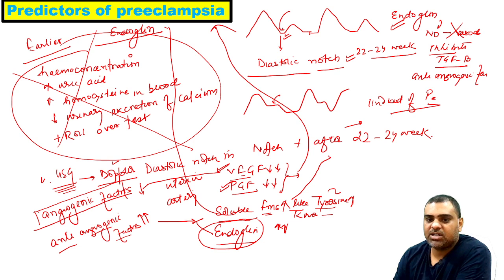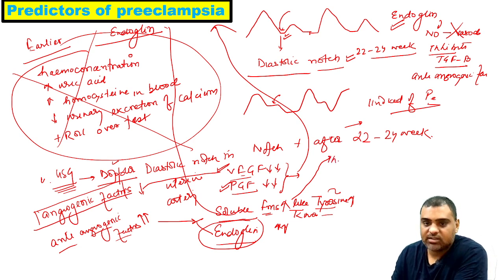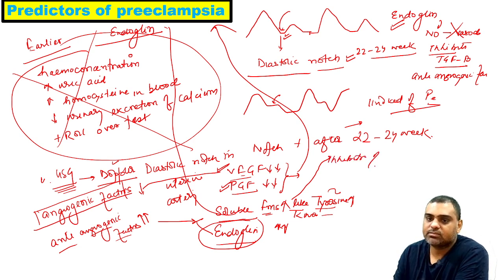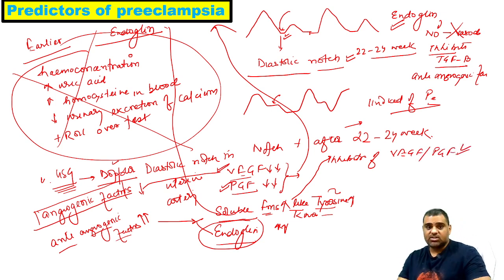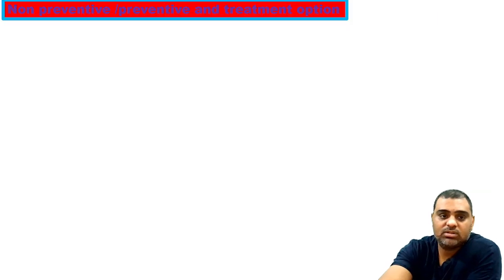Similar is soluble FMS-like tyrosine kinase. What does FMS-like tyrosine kinase do? It is an inhibitor of vascular endothelial growth factor and placental growth factor. So these are the predictors which you should know.